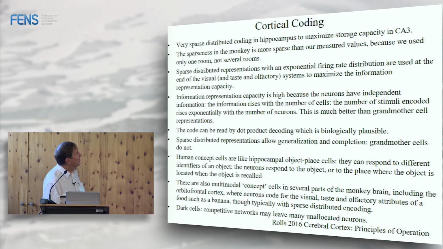So I told you that the sparseness in the monkey is more sparseness than our measured values because we used only one room. So sparse distributed representations with an exponential firing rate distribution are used to maximize the information representation capacity. Okay? So what I showed you in this lecture is that the number of stimuli goes up exponentially with the number of neurons. That means that all a neuron has to do at the next stage of processing is to listen in through its random forward connections to a relatively small number of neurons in the preceding stage, chosen at random, and it will still have a lot of information about what object was present.